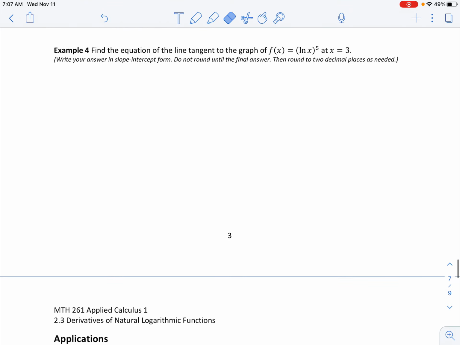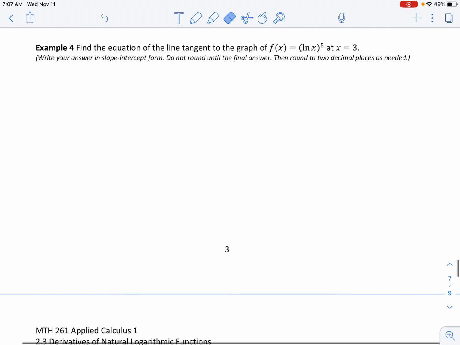All right, it says find the equation of the line tangent to the graph of f of x equals, here's my function, natural log of x, and that's getting raised to the 5th power. The point that we're interested in is x equals 3. When you're trying to find the equation of a line that is tangent to this graph, we need 3 things. We need the slope, we need x, and the y value. If you have those 3, we can do point-slope form, right? They gave us that x is 3. Now let's find y.